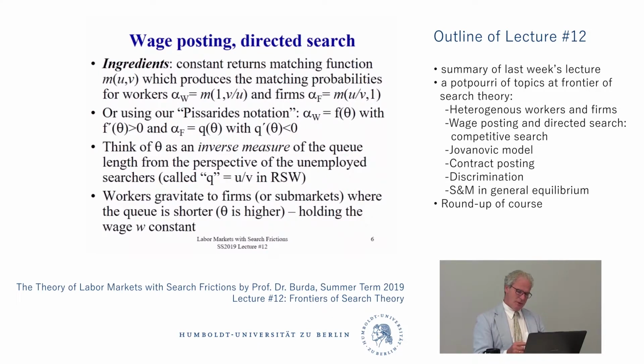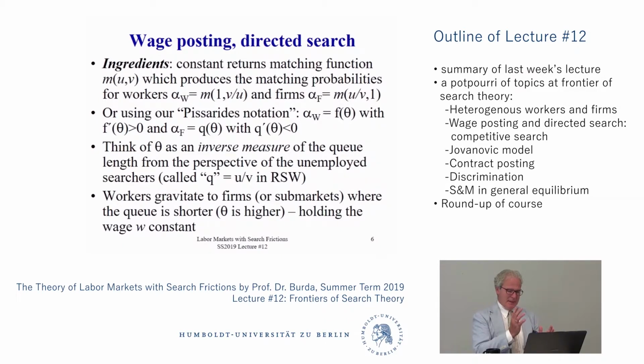So if V over U is high, that means it's easy for you as a worker to get a job. 1 over theta is low, and the expected time, if you're just standing in a horizontal line and the workers just get called out randomly, the longer that line is, the less likely it is you're going to get a job. So we call that the Q.